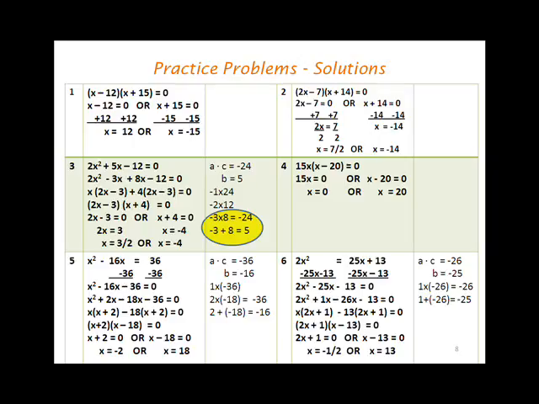Number 4 is actually already factored for us. I have two factors. One factor is 15x, the other one is x minus 20. So I break them apart into mini equations. And on the left I get x equals 0, and on the right I get x equals 20.